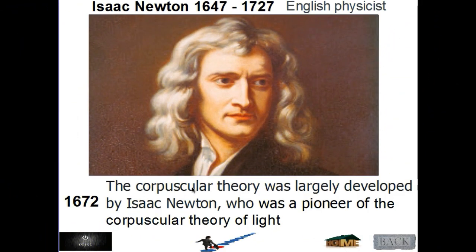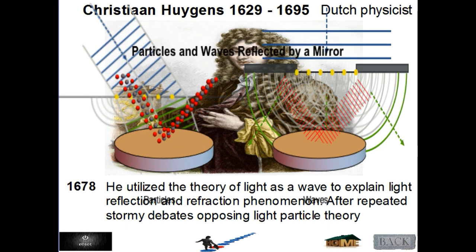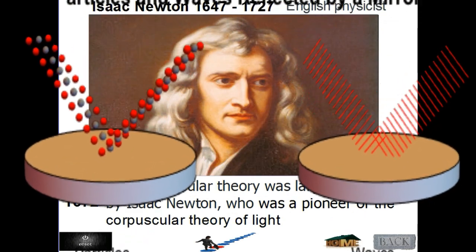At the same period, there was an English physicist, Isaac Newton. In 1672, he was a pioneer of the corpuscular aspect of light. And Huygens made stormy debates opposing Newton's light particle theory.